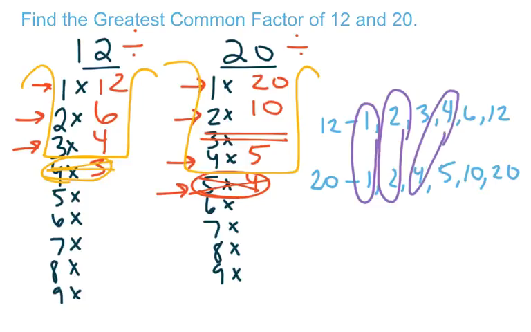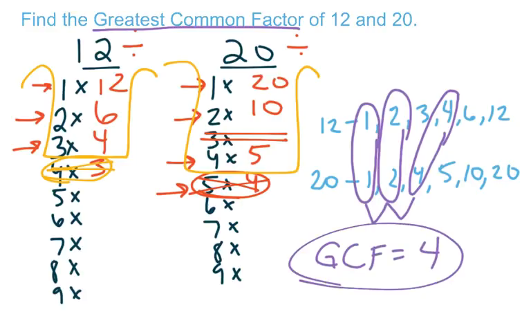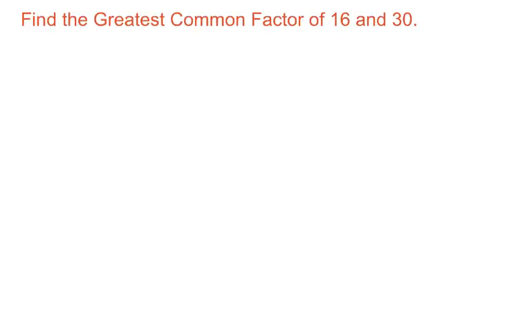So now what I'm going to do is look at these 3 numbers, and I'm going to pick the biggest number. Okay, I'm going to pick the biggest factor that they have in common. So in this case, my GCF would be 4. Let's take a look at a second example. So we're going to look at the number 16 and the number 30.